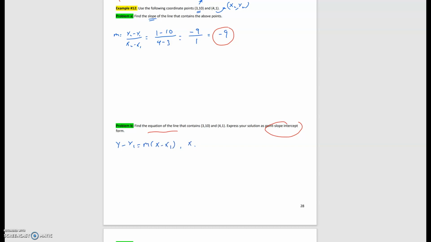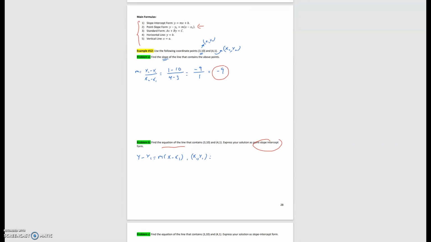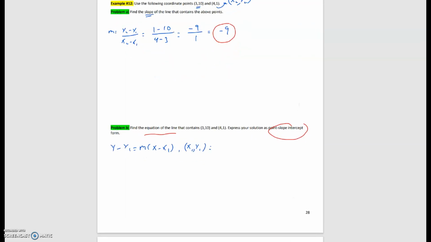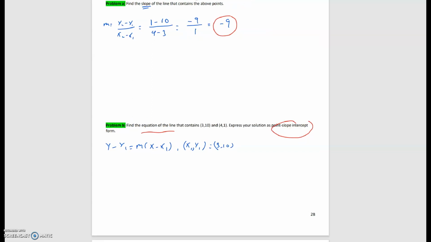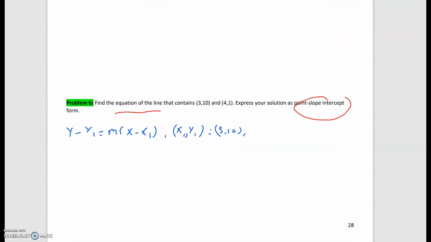And just to be clear, I'm just going to use the first coordinate point, but the requirement for this equation only contains that it has to have a point. So you could have used the 2's. So we could have used 4, 1. In this case, we'll use 3 comma 10. So this will be 3 and 10. And then the value of the slope we found to be negative 9.